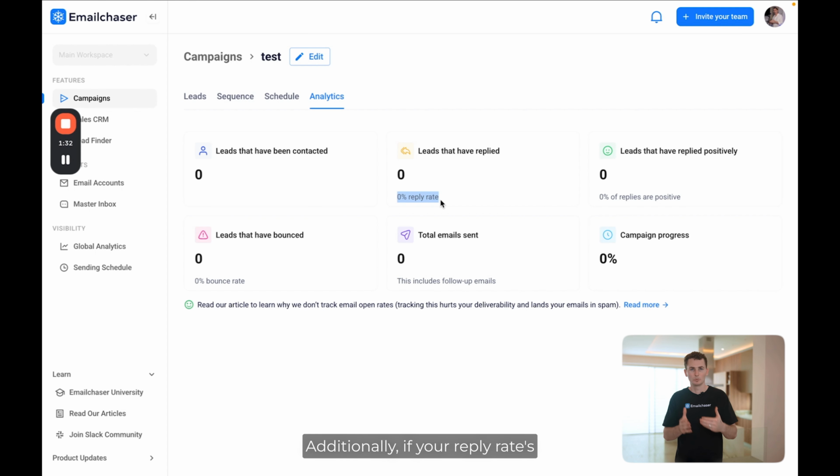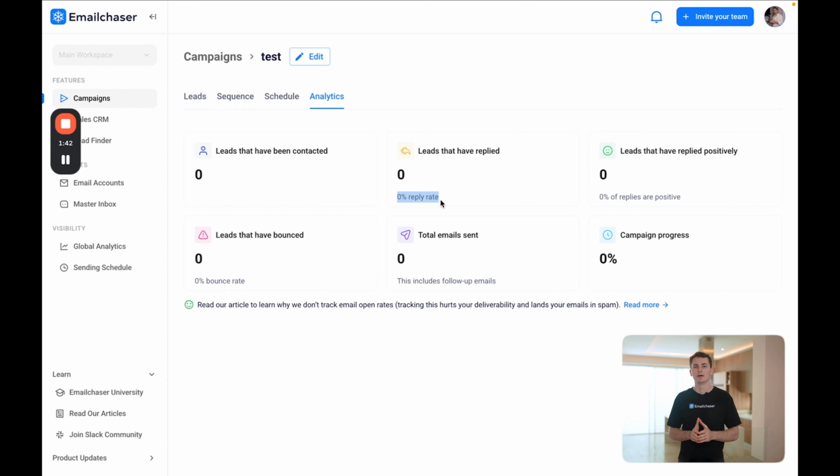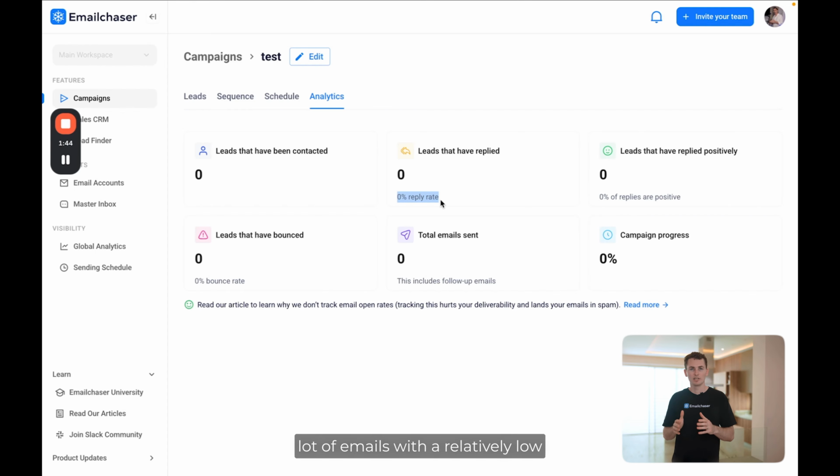Additionally, if your reply rate's really low, that could be potentially considered as a negative signal. If you're sending out 1,000 emails and you get 1 reply, it doesn't really seem like a very healthy metric. Just to be clear, you can send out a lot of emails with a relatively low number of replies and you can be okay. I think the spam complaint rate really is the bigger issue. But in general, it's just better to not send out 1,000 emails and receive only 1 reply. That's just not really where you want to be when it comes to scaling campaigns.